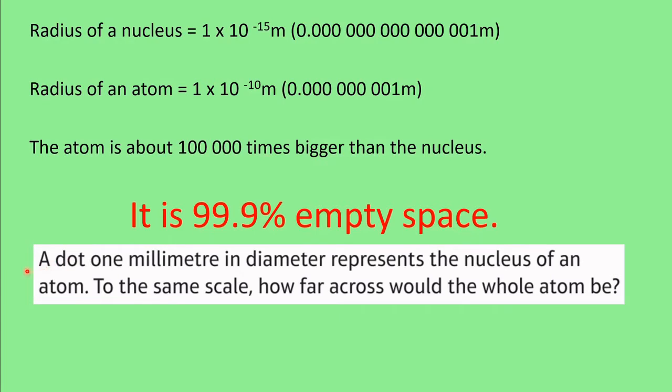So a quick question for you to try. A dot 1 millimeter in diameter represents the nucleus of an atom. On the same scale, how far across would the whole atom be? Pause the video and have a go at that question.